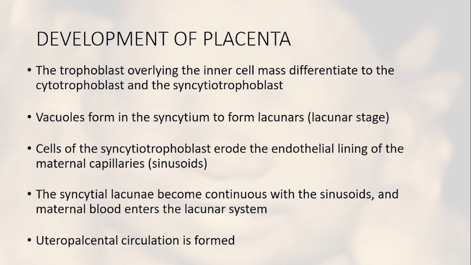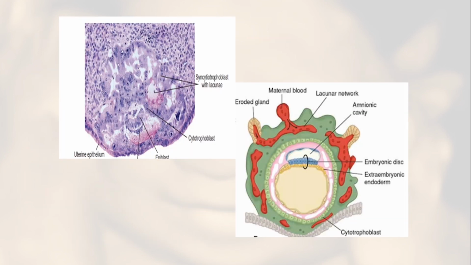So the trophoblast differentiate into two layers. They have the cytotrophoblast and the syncytiotrophoblast. The syncytiotrophoblast is like a multicellular layer that is derived from the cytotrophoblast, and then vacuoles form in the spaces within this syncytium, which forms lacunae. So there's a lacunar stage of trophoblastic development, and then as the process goes on, this syncytiotrophoblast erodes the endothelial lining of the maternal capillaries, and in this process the uteroplacental circulation is formed.